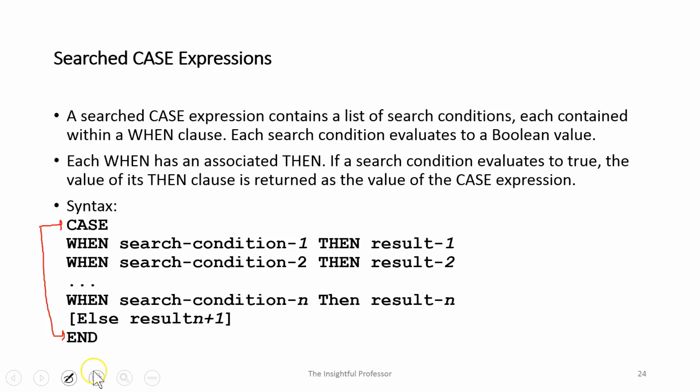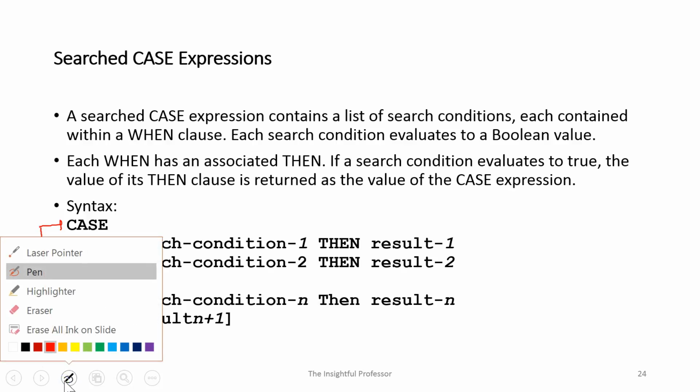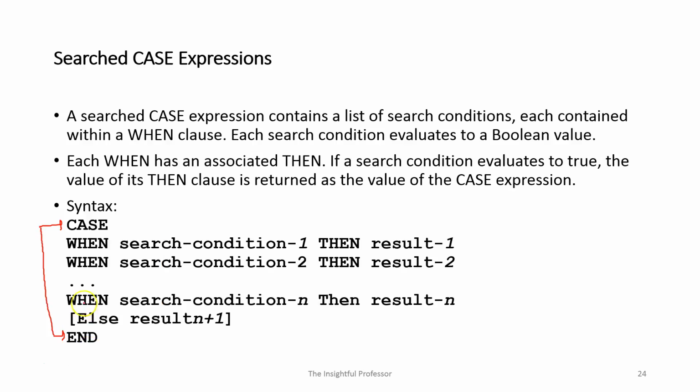So here's how it behaves. What you've got is a when, and each when will have associated with it a then. The when introduces a search condition. The then says, if this search condition evaluates to true for the current row, then produce this result as the output for the case expression, and I'm done.